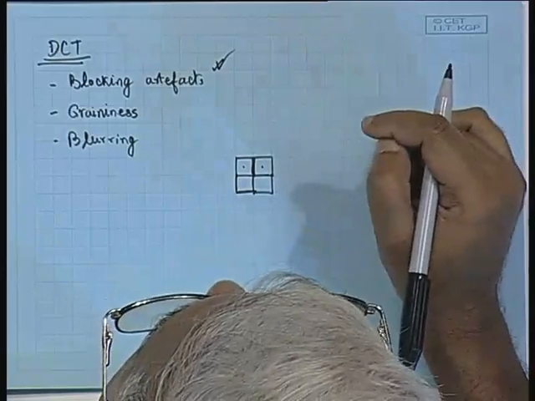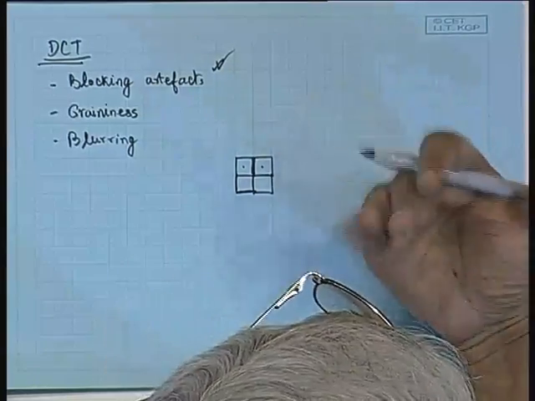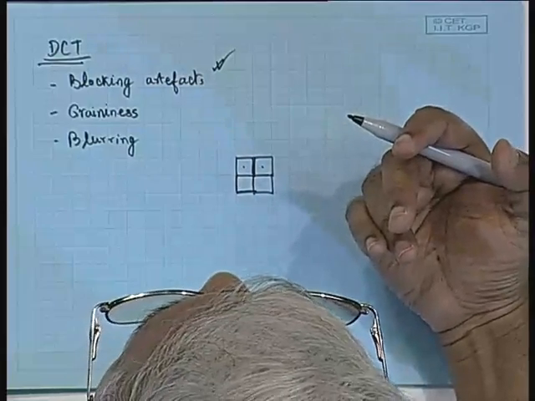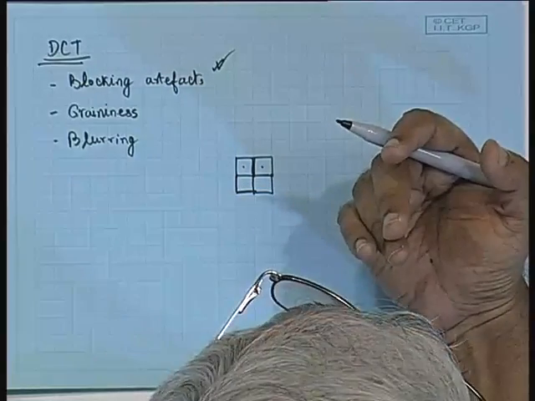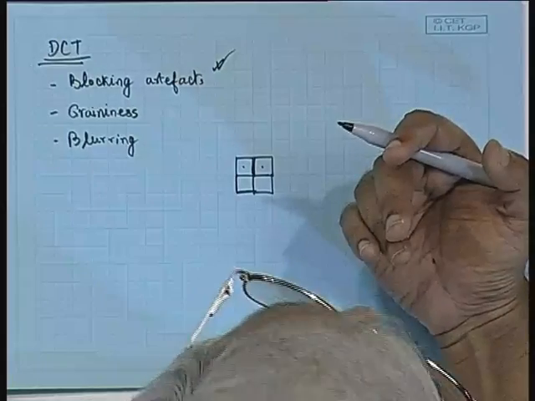Now, because of these limitations, it is found that beyond a certain bit rate it is not very advisable to use the DCTs, because once the artifacts are visible to your eyes, naturally you are not going to like those kinds of techniques for compression. You definitely look for better techniques.